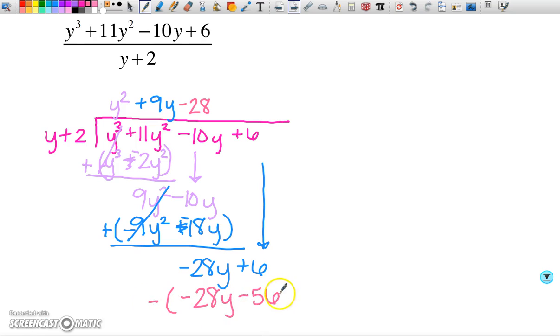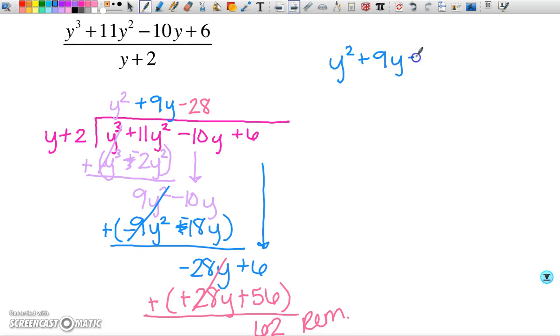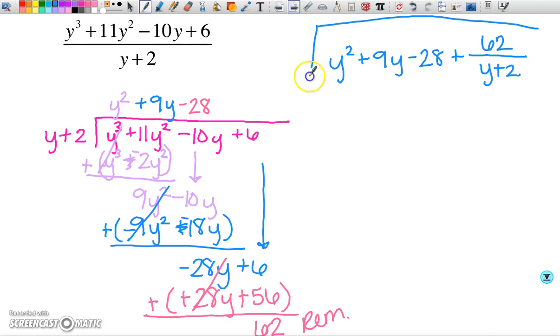But remember, you are subtracting, so change all signs so that that becomes a 0 and this becomes a 62. And this would be your remainder because there's no variable here. So your final answer is y squared plus 9y minus 28 plus 62 over y plus 2. So that's your final answer there. So that was your long division.